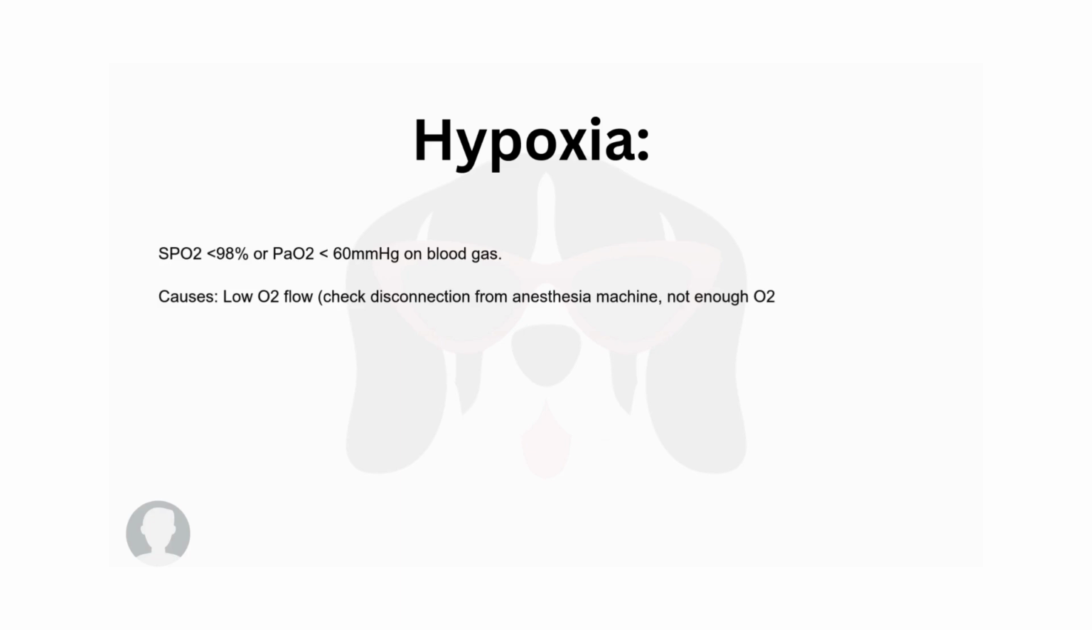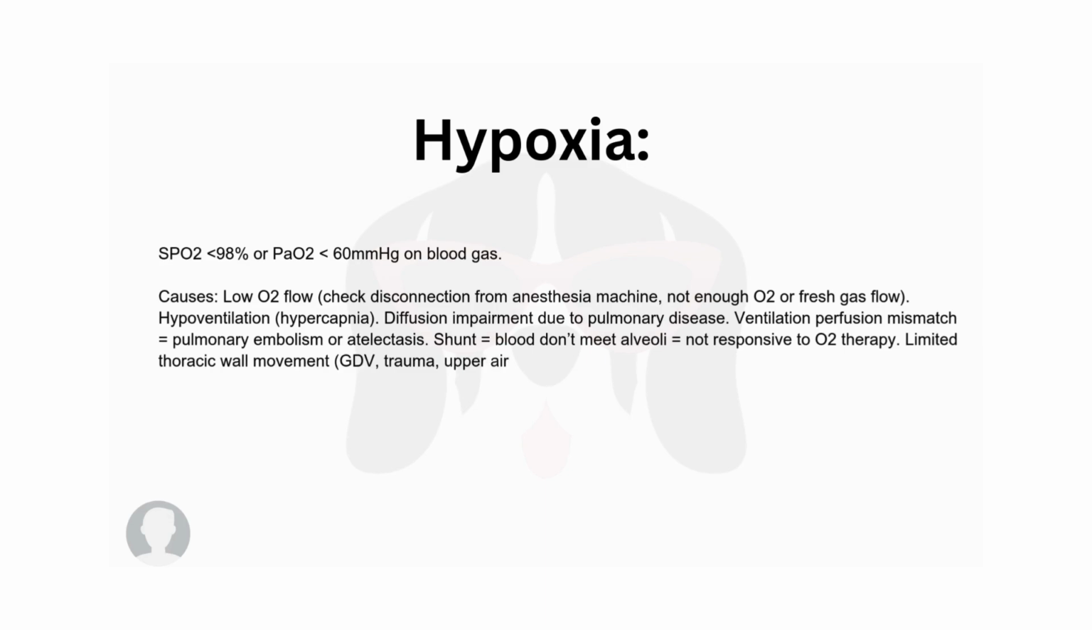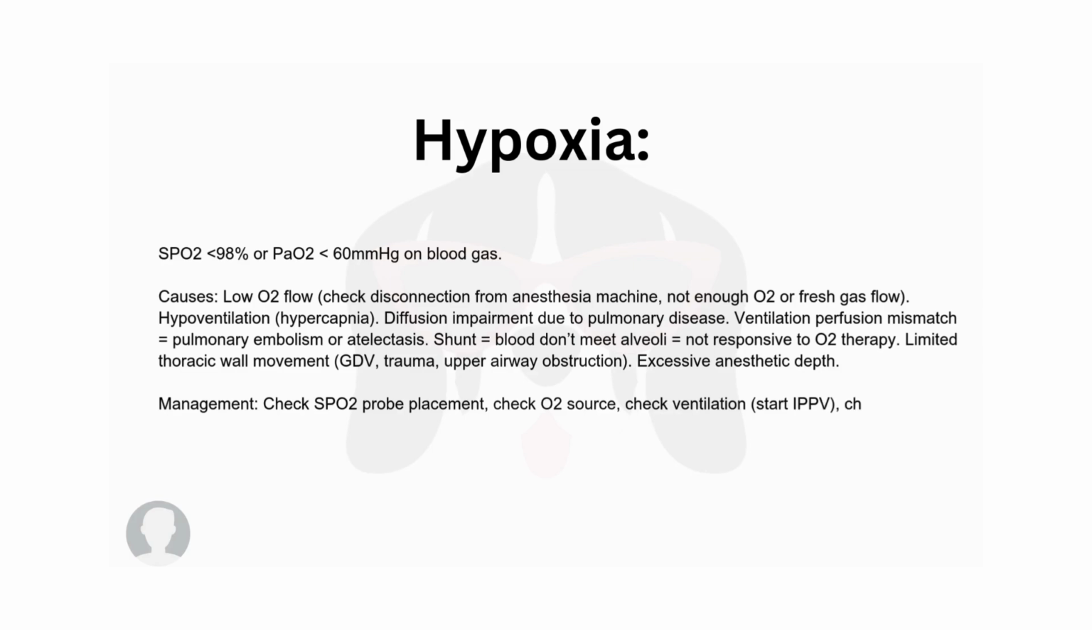Hypoxia is when your SpO2 measures less than 98% or your partial oxygen is less than 60 millimeters of mercury on your blood gas. Possible causes may be due to a low oxygen flow, so you need to check for a disconnection between the machine and the patient, or maybe that there's not enough oxygen, or that the oxygen tank is closed.